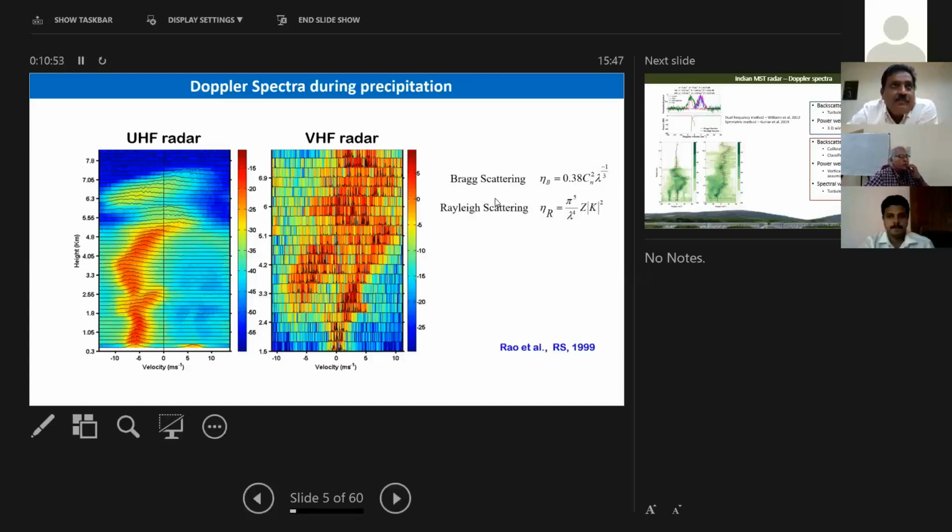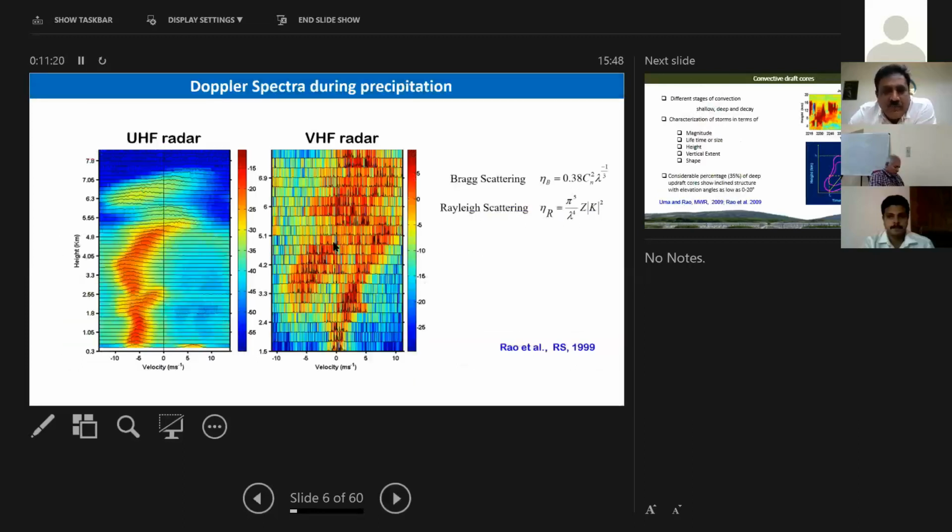On the left side of the figure, this is a UHF radar, and you can see a very strong backscatter from the rain. Whereas at VHF frequencies, you see two echoes. One echo is coming from Bragg scattering, the other echo from Rayleigh scattering. The figure clearly indicates that wind profilers can be used to study precipitation.